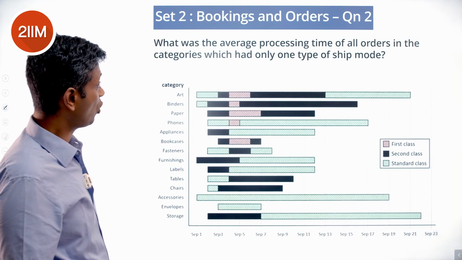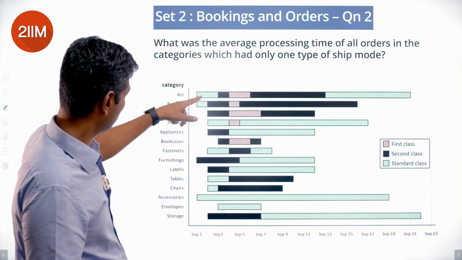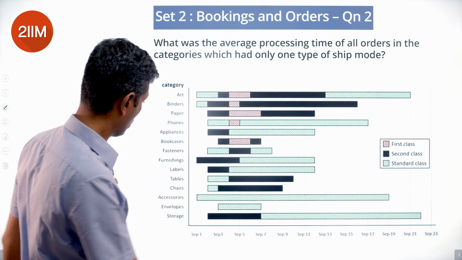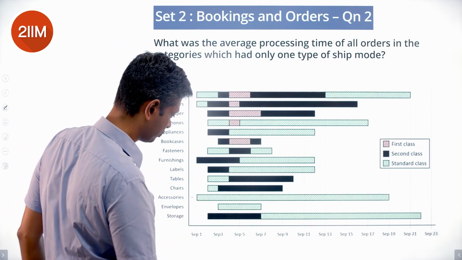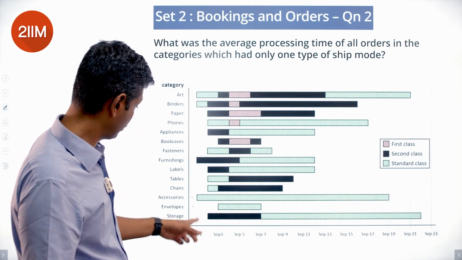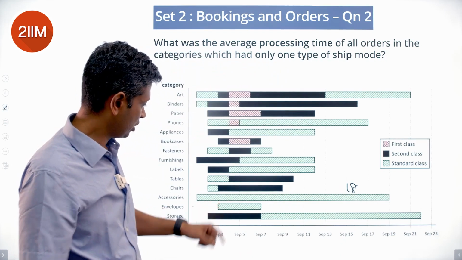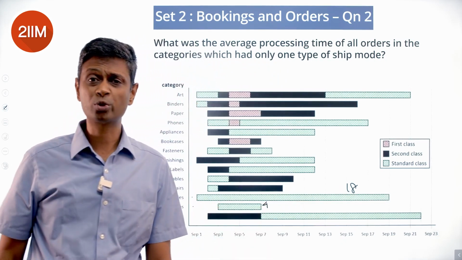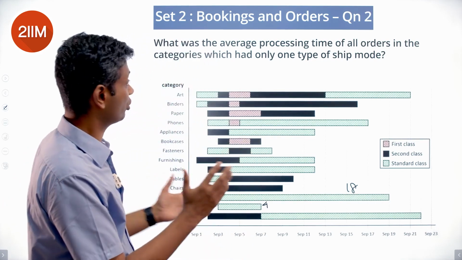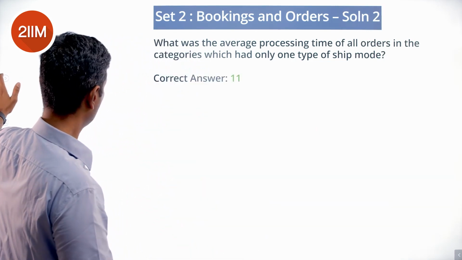What is the average processing time of all the orders in the categories which had only one type of ship mode? Only one, not multiple. Okay, only one type of ship mode. Completely standard. Everything else has more than one. Life is super simple. So this is 1 to 19. This is 18 days. 3 to 7, this is 4 days. 18 plus 4 is 22. 22 by 2 is 11. Average shipment days, average processing time, 22 by 2 is 11. Only 2, nothing else we are considering.